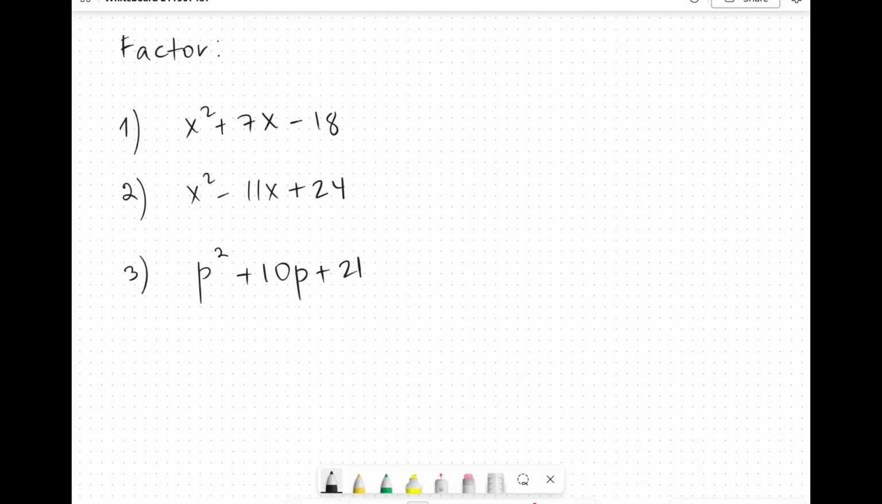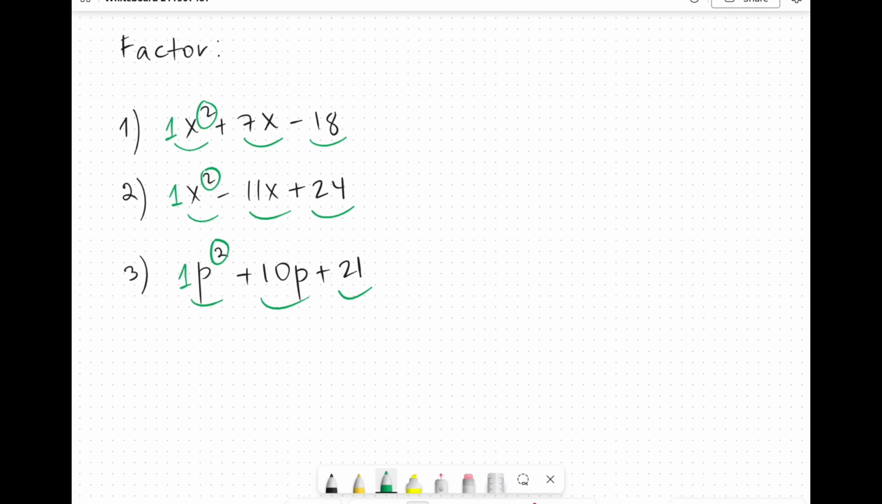All of these are quadratic because their degree is 2, trinomials because they all have 3 terms, and all of their leading coefficients, meaning the number next to the letter with the highest exponent, are ones.